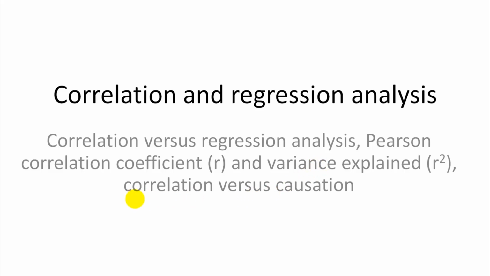And last but not least, we talk about correlation versus causation. Because that's sometimes what you're after. So if you're looking at two variables and you're looking at associations between the two, the reason for the analysis is often that you want to figure out if one factor causes another one.